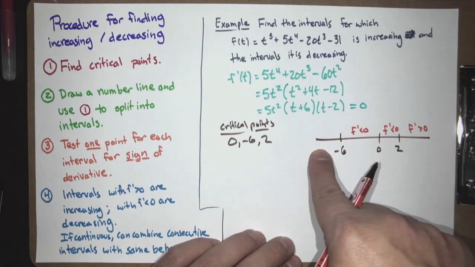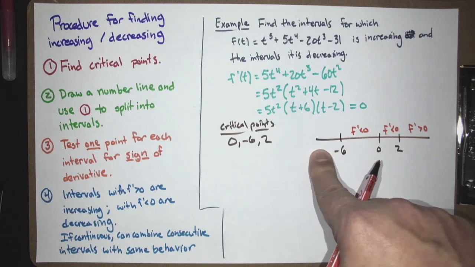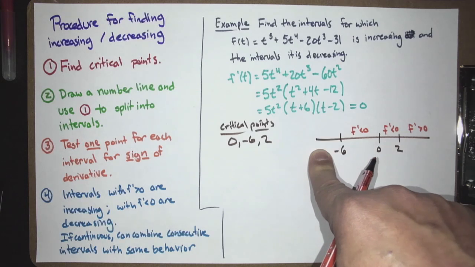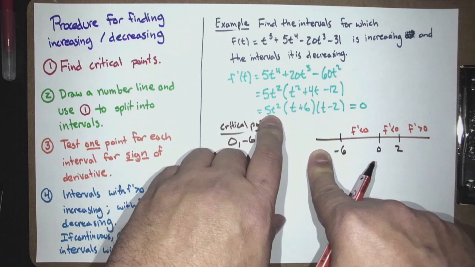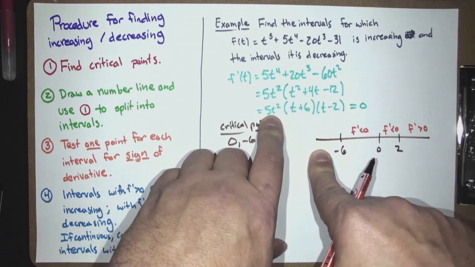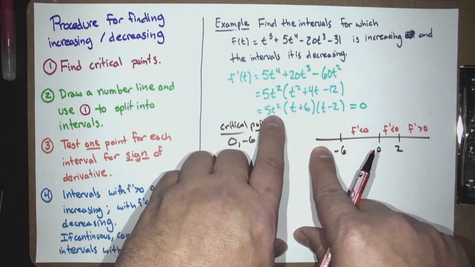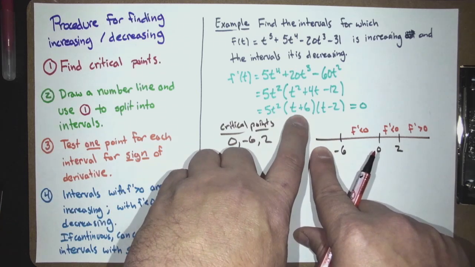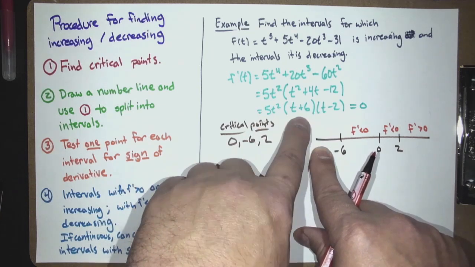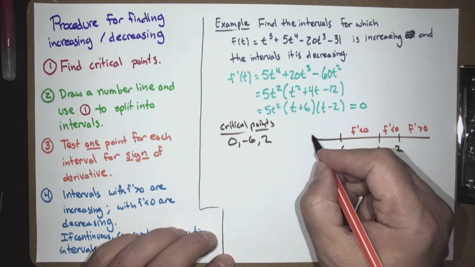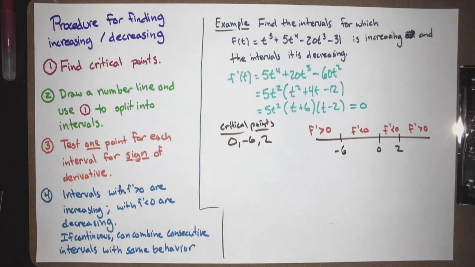Okay, how about something below -6? Well, what's the number? Let's start with -10? That's fine. -7? But remember, we only care about the sign, so factoring doesn't make too big of a difference. So -7 squared, positive. -7 plus 6, negative. -7 minus 2, negative. Positive, negative, negative. End result? Positive. Two negatives make a positive.